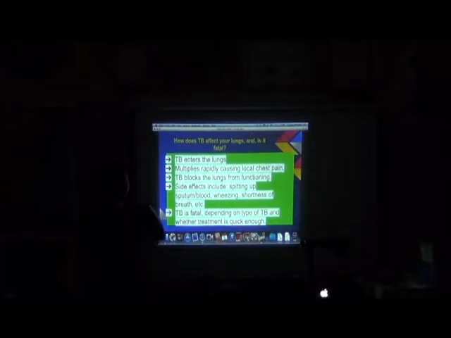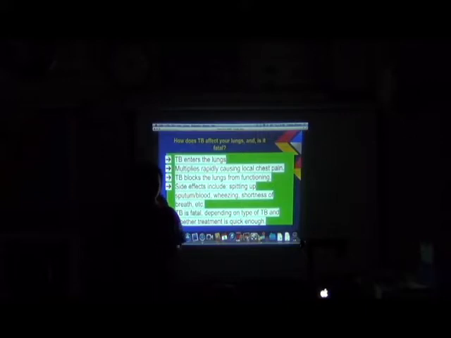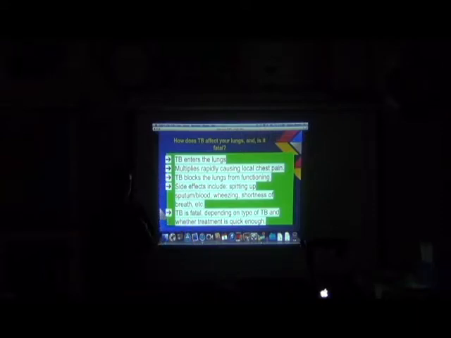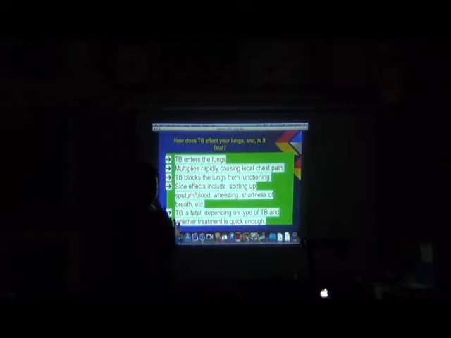So how does tuberculosis affect your lungs, and is it fatal? When tuberculosis enters the lungs, it can multiply quite rapidly and cause local chest pain. What it does to your lungs is block them from functioning. It can affect any part of the body, but it's rare for it to affect any part except the lungs. It stops that part from doing its job for the body to live.